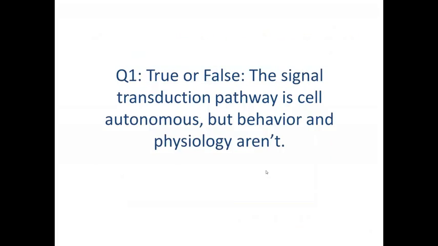So our first question, true or false? The signal transduction pathway is cell autonomous, but behavior and physiology aren't. That's true. While signal transduction is cell autonomous, and you can study these processes in cells, physiology, such as, for example, cholesterol metabolism or control of locomotor activity behavior, are decidedly non-cell autonomous.